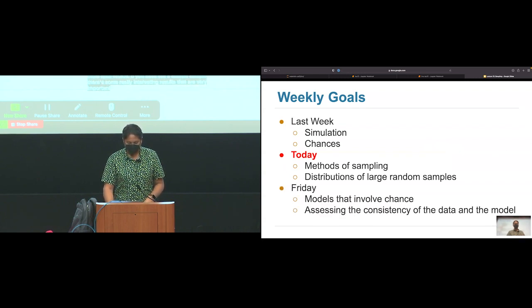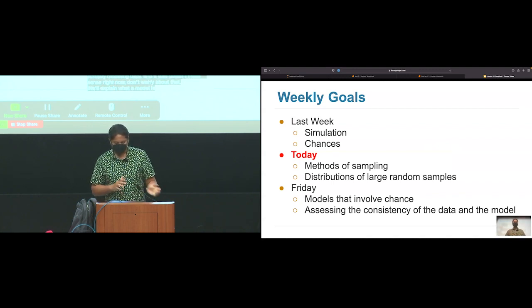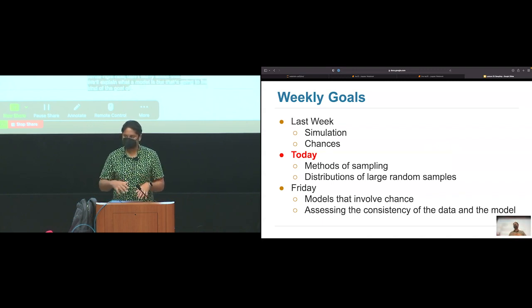Then once you go to Friday, we'll go into actually modeling data. If that doesn't make sense right now, don't worry about it. We'll explain what a model is, but that's going to be the goal for Friday. Then all of next week is going to be all kinds of different models that we'll use to mathematically represent data in the real world.